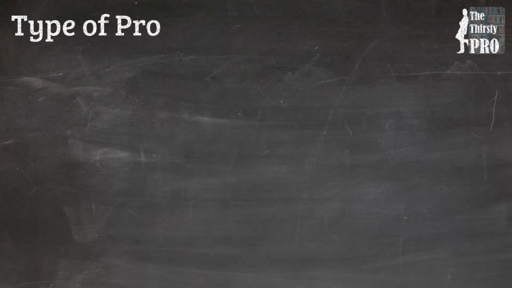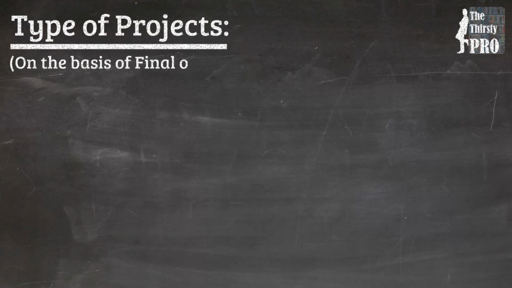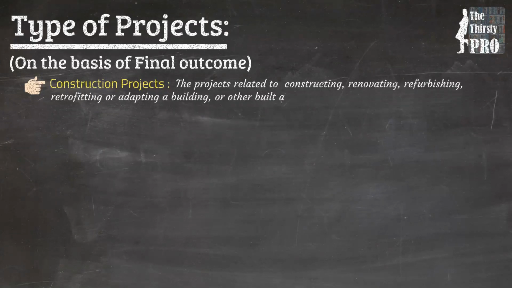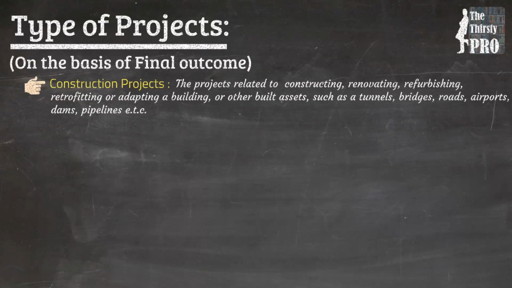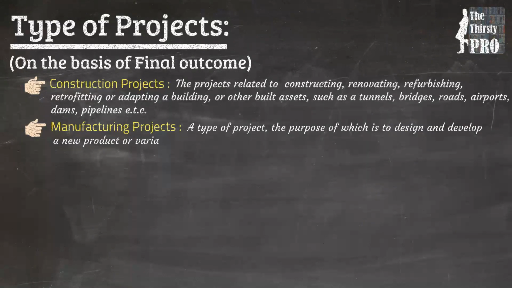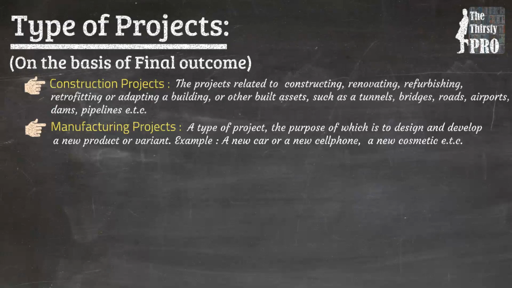On the basis of final outcome, the projects are grouped as construction projects. The projects related to constructing, renovating, refurbishing, retrofitting or adapting a building or other built assets such as tunnels, bridges, roads, airports, dams, pipelines and so on. Then comes manufacturing projects. The purpose of manufacturing projects is to design and develop a new product or variant. For example, car, cell phone, or cosmetic and so on.